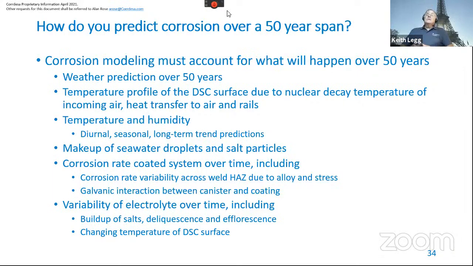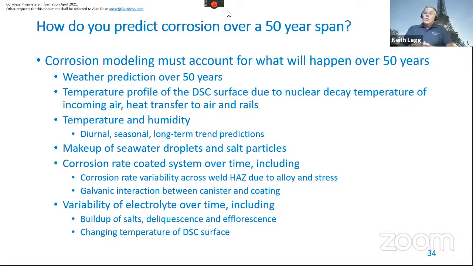So what we do is we put all of our computational modeling expertise into it. You have to think of the weather prediction over 50 years when they can't tell you what the weather's going to be tomorrow, the temperature profile and how that changes over time, the temperature and humidity, how that changes with time in the day, season, and long term.